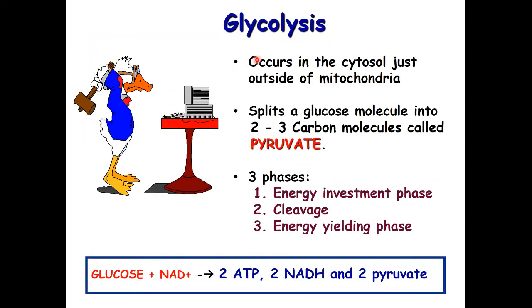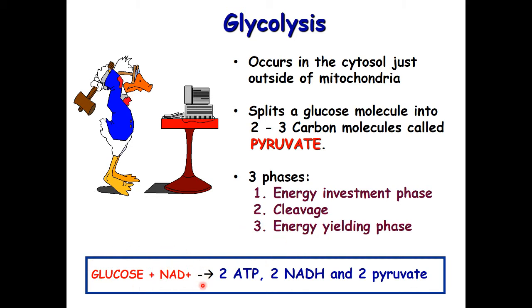Glycolysis happens right outside the mitochondria, in the cytoplasm. It splits 1 glucose, which is a 6 carbon molecule, into 2 three-carbon molecules called pyruvate. So here's what I mean by input. In glycolysis, your input is, of course, glucose. You have NAD plus, and ADP, and then your input will convert into output.